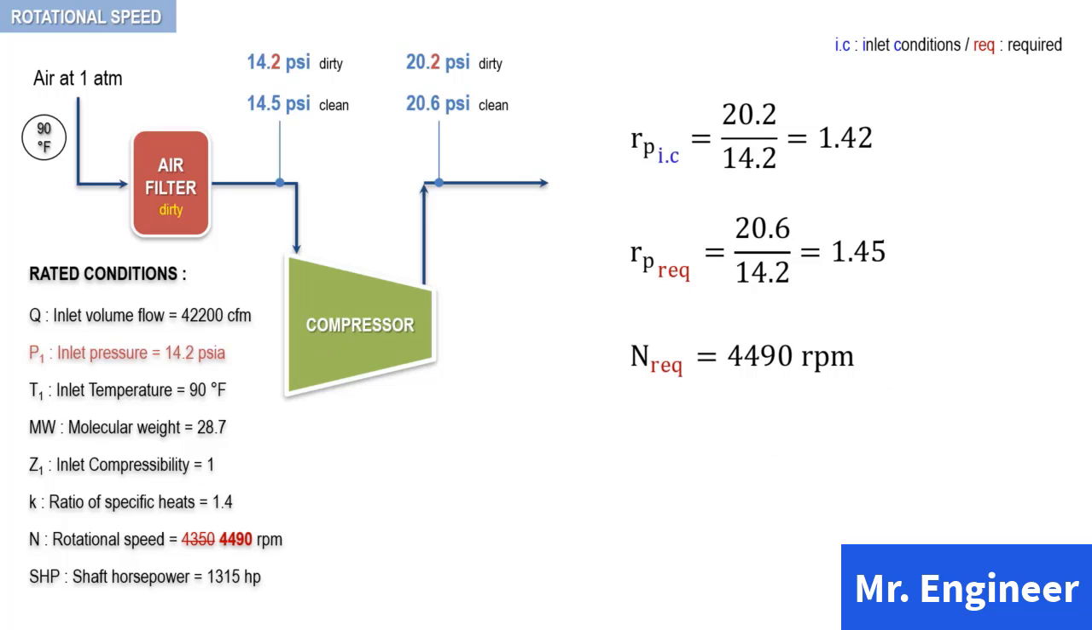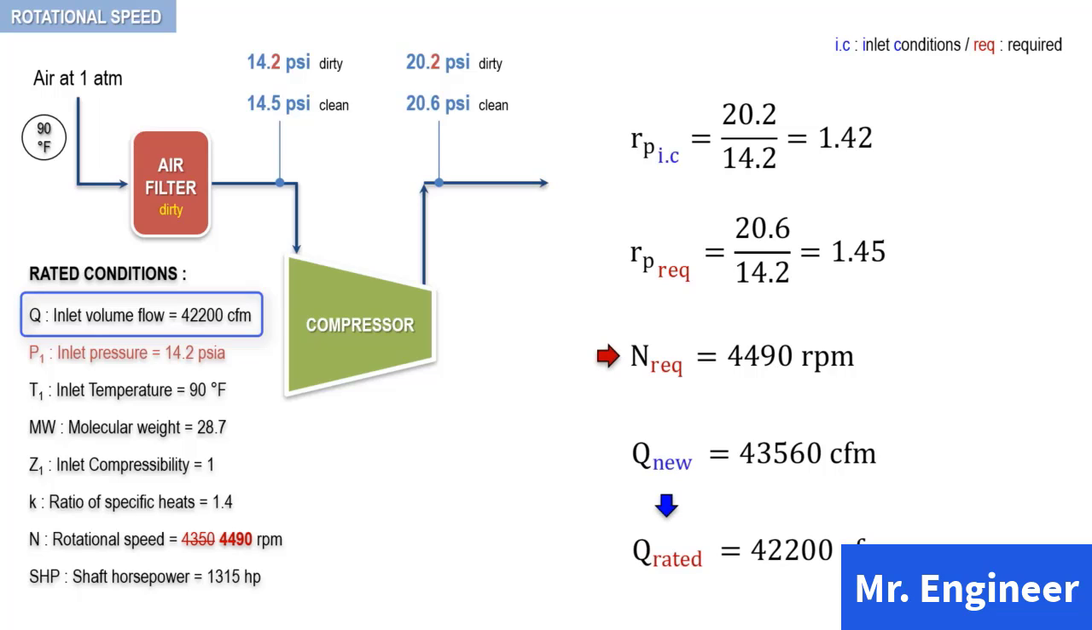Now, at 4,490 rpm, the compressor will produce the required head. However, the increase in speed will also affect the volume flow, according to the fan law relationship. Here, for instance, the new flow will become equal to 43,560 cubic feet per minute, versus the rated inlet volume flow of 42,200 cubic feet per minute. So, the reduction of the flow to rated conditions at the new speed of 4,490 rpm would result in too much head.